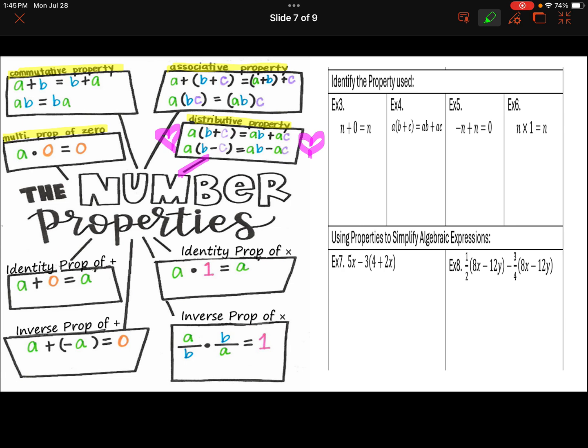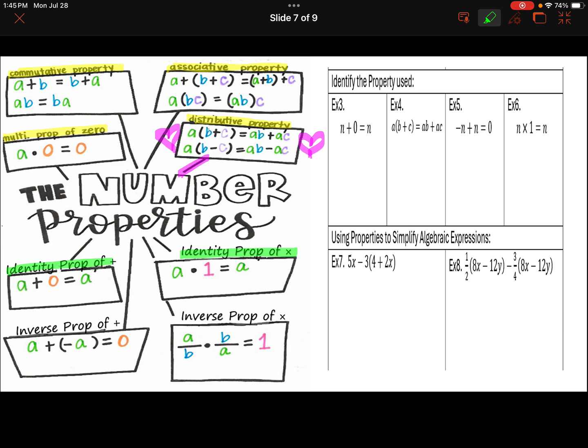And the only way to keep my identity would be to add nothing to myself. So 10 plus 0 would allow me to stay the number 10. So that is the identity property of addition. Any number plus 0 will allow the number to keep its identity. And then the same holds true for multiplication, but we're not going to be looking at 0. In order for 10 to stay 10, we would have to multiply by 1. And so that's the identity property of multiplication.